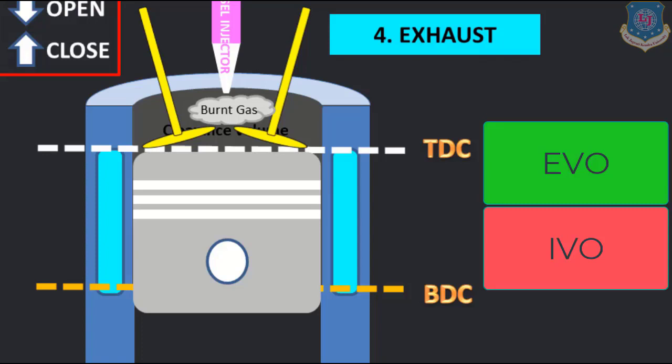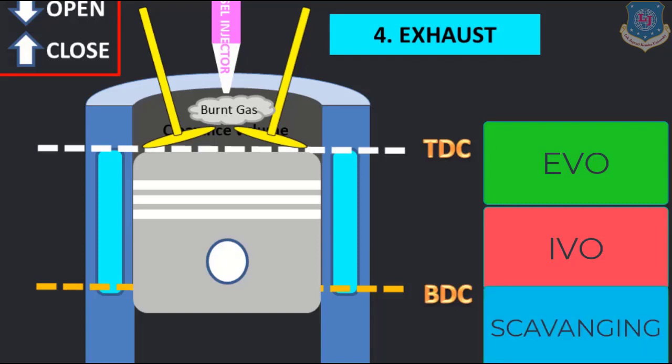Now some burnt gases will remain in the clearance volume, and we have to remove them by fresh charge, which is called scavenging. Scavenging is the removal of exhaust gases by means of fresh charge. So we will do scavenging here. You can see that both valves are open, inlet and exhaust. The fresh charge will come inside the chamber and push the exhaust gas outside the engine through the exhaust valve, and that is called scavenging.